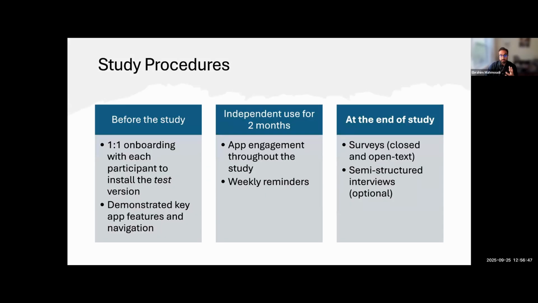Here is the study procedure of this pilot study. We had a one-on-one onboarding meeting with each participant, and we showed them how to get the new version of the app, and I demonstrated key app features and how they can navigate the new version of the app. They were invited to use the app over 2 months, and they received weekly reminders. And at the end of the study, we have surveys and semi-structured interviews.